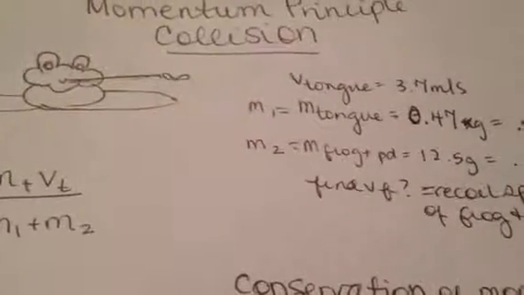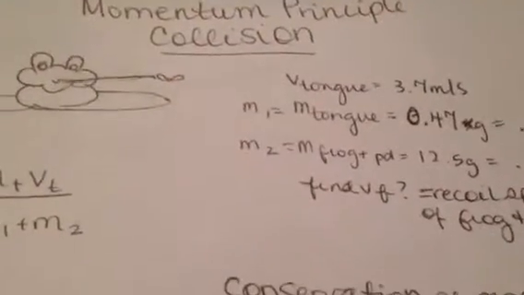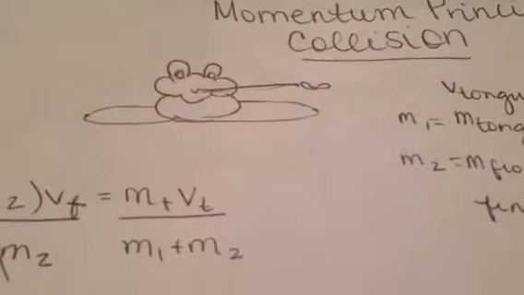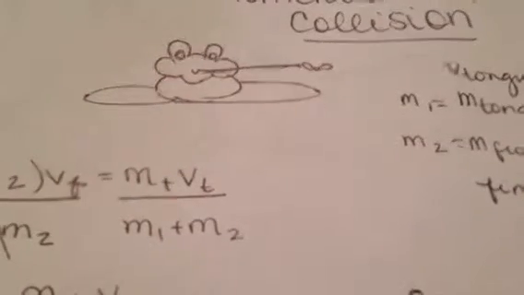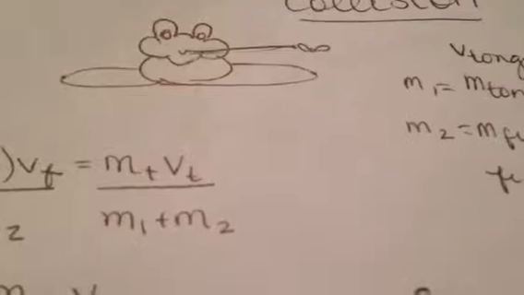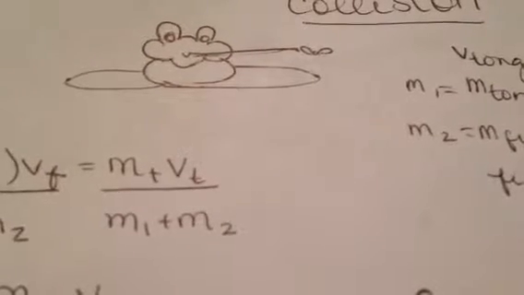Hi guys, my name is Alexis O'Connell and we're talking about collision using the momentum principle. A frog is sitting on a lily pad and he darts his tongue out to catch a delicious fly. We're trying to find the recoil speed of the lily pad and the frog after he sticks his tongue out.